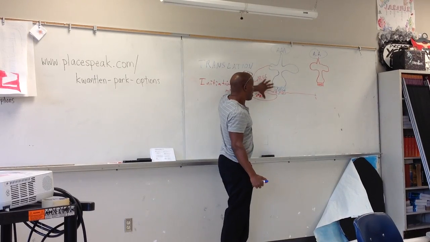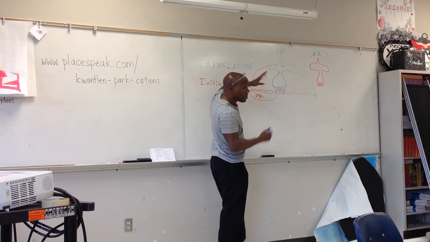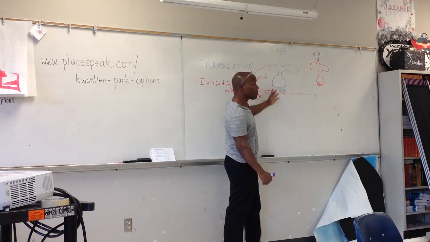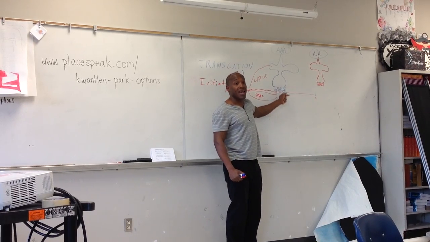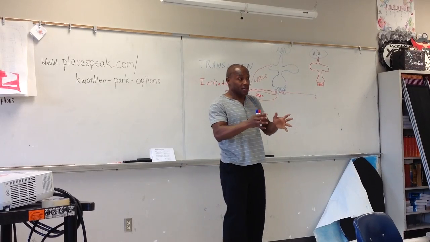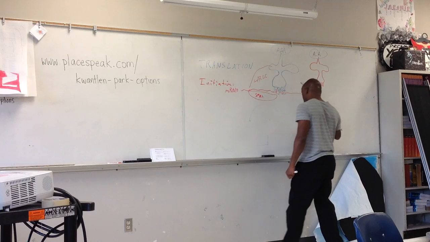Now, the large subunit and the small subunit are acting as one now. They move along so that initial codon-anticodon pairing is in your P site on your ribosome. So we're going to break the ribosome down now a little bit.